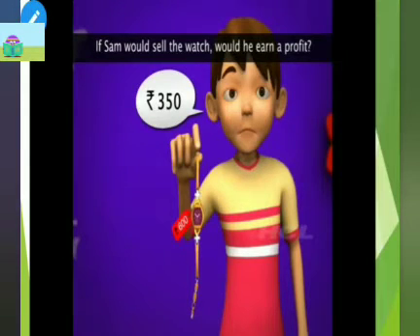Now the second watch Sam has is a ladies watch and the CP of the watch is how much? Rupees 600. Now because of some defect in the watch, he is not able to sell it at more than rupees 600. So he has to sell it at rupees 350. So he invested rupees 600 on the watch and in return he got 350 rupees. So would he earn a profit here? No. He incurred a loss here. His investment is rupees 600 but he is getting how much money? Rupees 350 only. That means he faced a loss here.